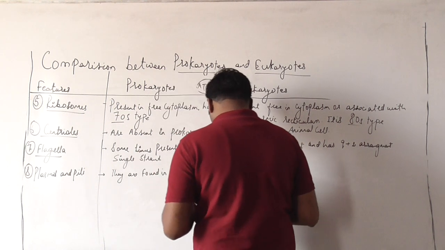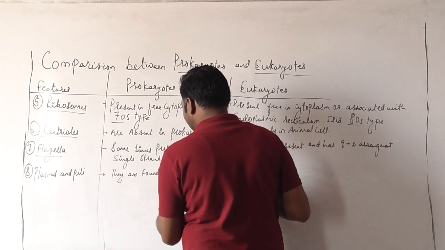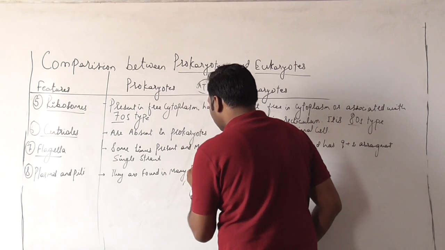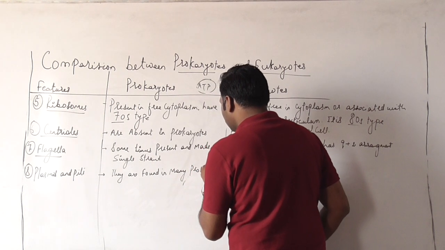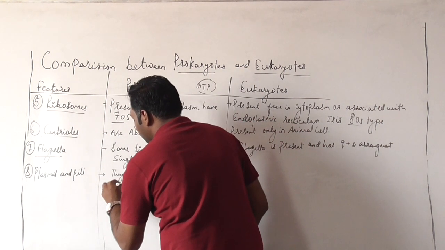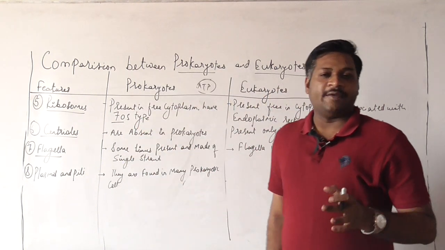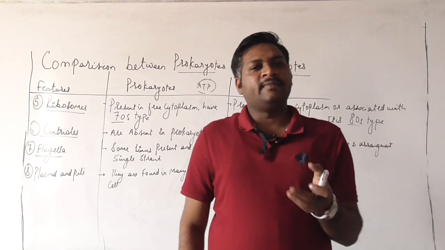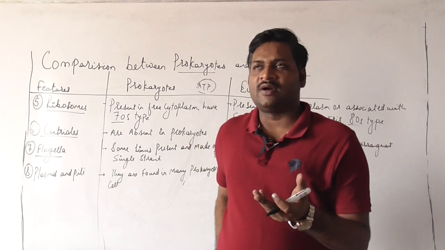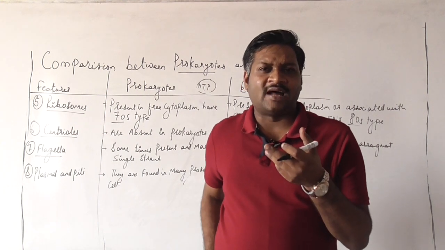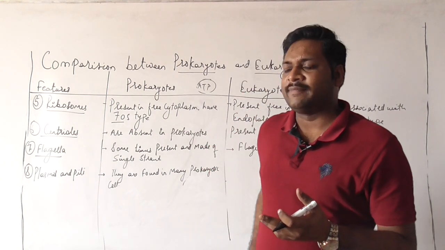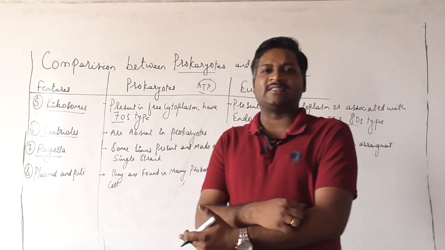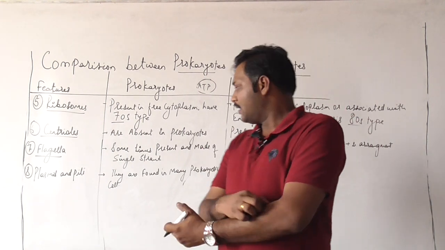They are found in many prokaryotic cells. Now, depending upon the type, it can be of different types on the basis of the function. Like they may be the R plasmid. R plasmid means what? R stands for the resistance. That means they can produce a kind of resistance against the various types of other bacteria. Okay, that is the thing.